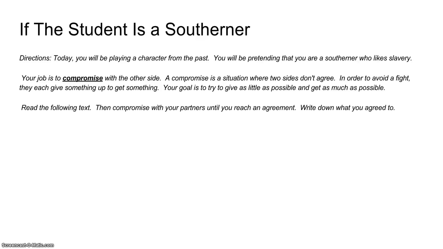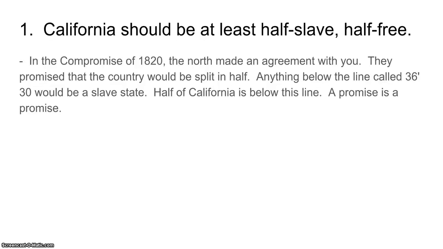Again, your job is to compromise. The same thing as the Northerners. Read the following text, then compromise and write it down. All right, so why do the Southerners think they're right and what are their positions on their issues? So, number one, California should be at least half slave and half free. And why? In the Compromise of 1820, the North made an agreement with you.